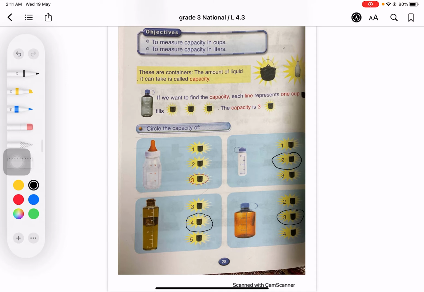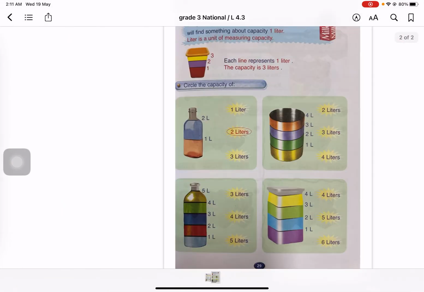Okay. Now, how much is the capacity for this one? It reached number 4. So the capacity for this one is 4 cups. And for this one, how much? It is until 3. So the capacity for this one is 3. So in this page 28, you find the capacity of a container. Container means وعاء, using cups.